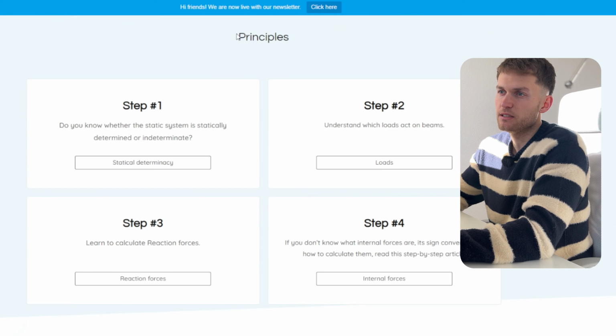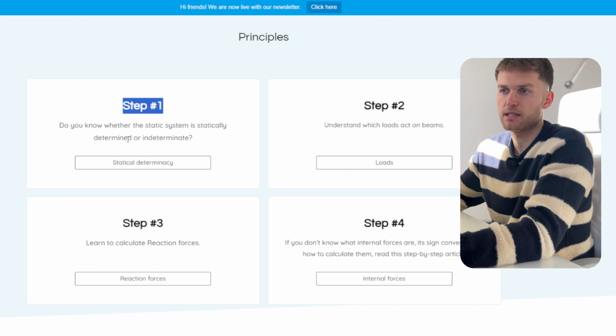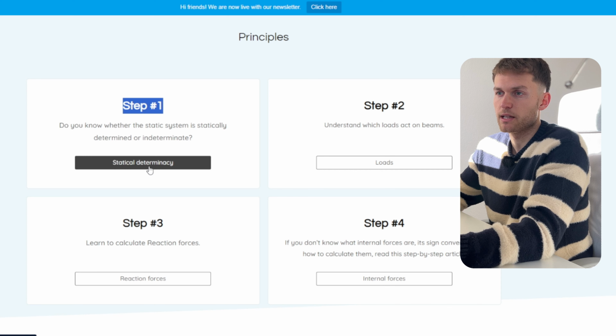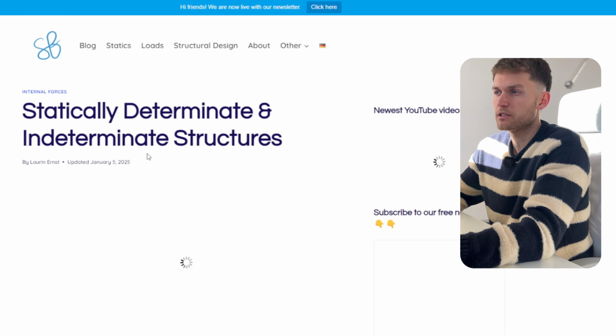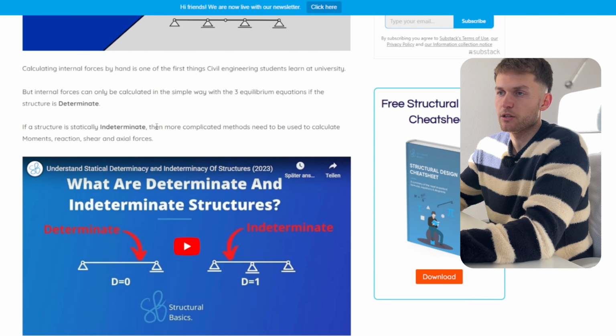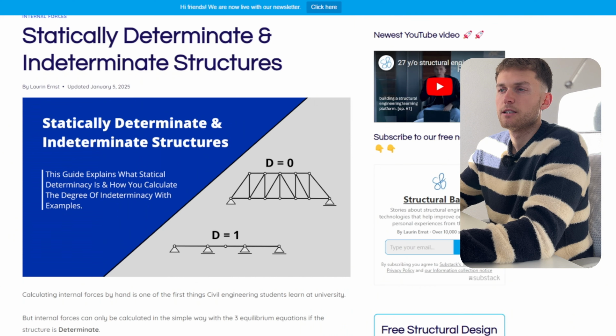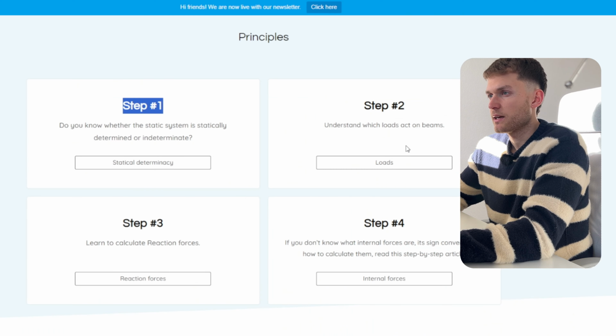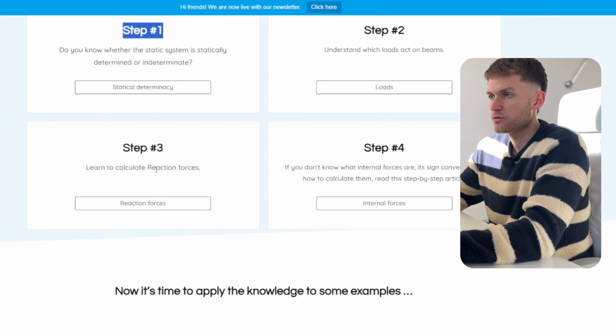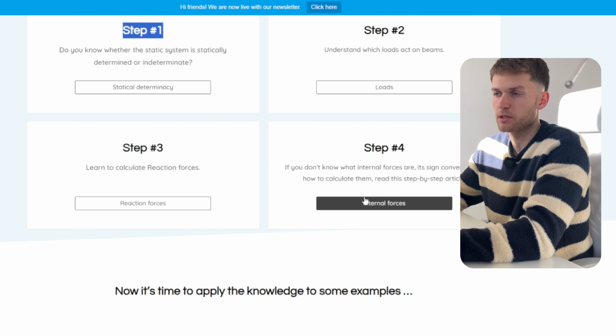And I made it even easier for you to get started. Step one, you need to learn what statically determinate and indeterminate means. Here's the link, you can click on it, and then an article pops up. I also made a YouTube video about this, which you can check out too. Step two is to understand what types of loads act on beams, then reaction forces, and how to calculate internal forces. Again, there are always articles behind those buttons.